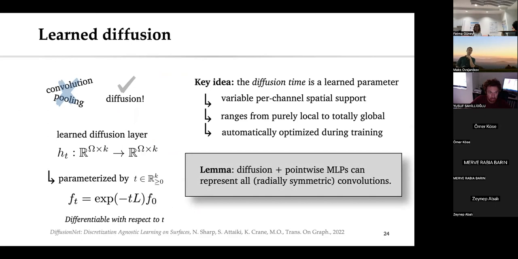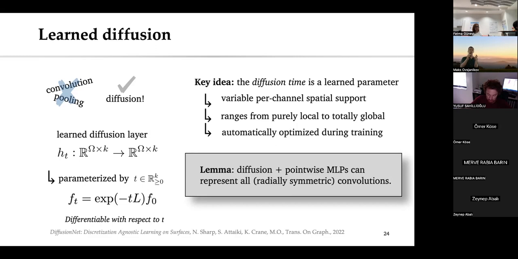Any other questions? Are you saying it's a learnable parameter? Are you just learning a bunch of things? Yeah, I'll actually show the actual architecture. It's a bit more complicated than that. But more or less, we're learning a bunch of T's, basically.